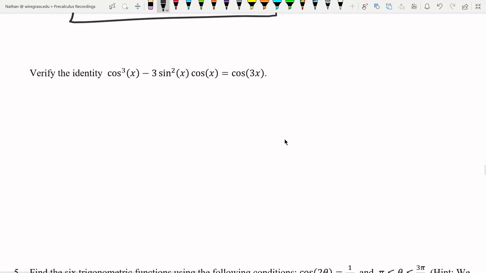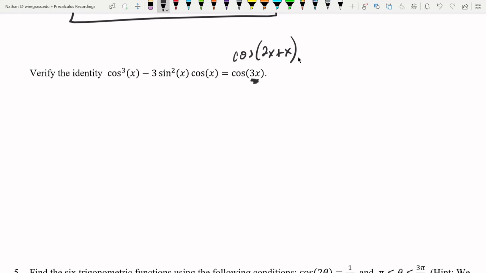All right, verify the identity, this thing here. So now I want to have 3x here. And what that tells me is that maybe what I want to have is 2x plus x. And that's important because 2x is what we just saw with the power reduction formulas. If we have a squared power, we can reduce it down to a double angle. And that might be important in this case. I'm not sure, but it might be.